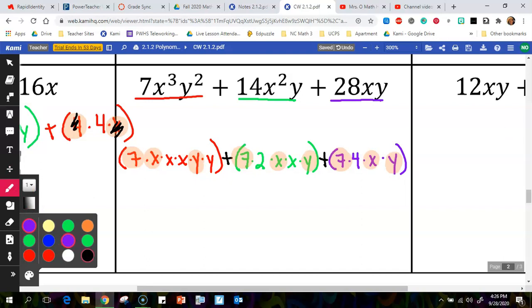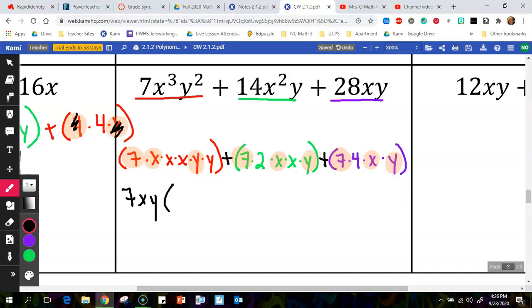Okay, so let's take out 7xy. All right, and then I'm going to have parentheses for the rest of it. So 7xy I got rid of, and all of those. So I'm going to mark them out. And then what's left? Okay, so in the red, I have 2 x's and a y. So that is x squared y.